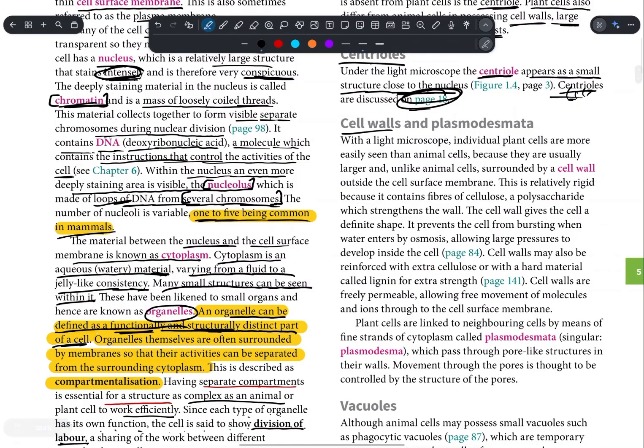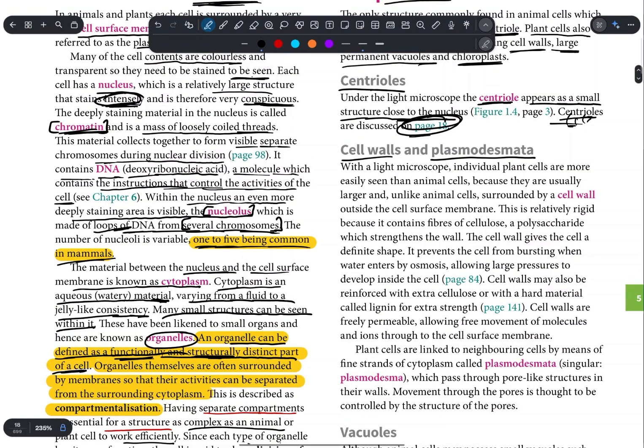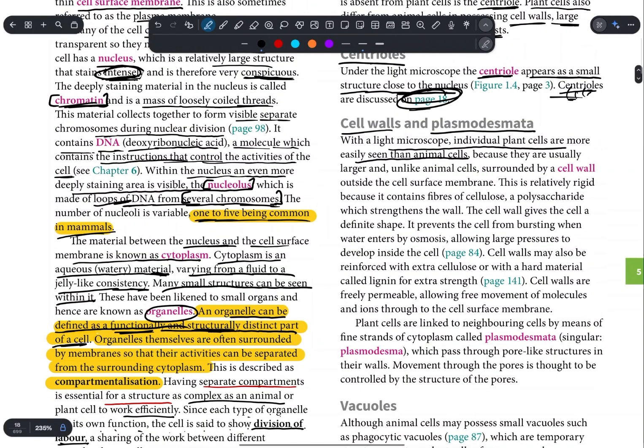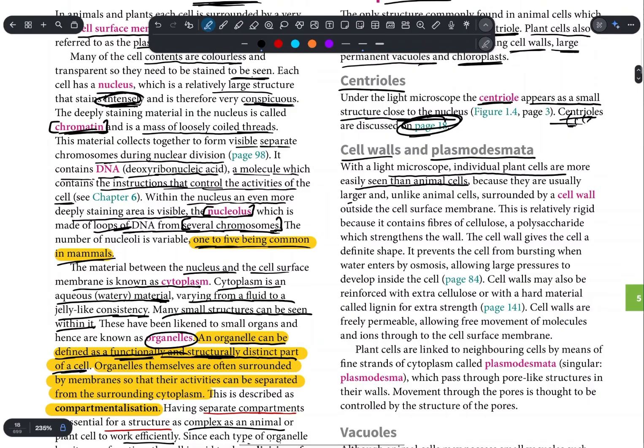Cell wall and plasmodesmata. Now it is going to be very interesting. With a light microscope, individual plant cells are more easily seen than animal cells. Why? Because plant cells are generally larger than animal cells, right? They are surrounded by a cell wall outside the cell surface membrane. The cell wall is present outside the cell surface. Okay? This is rigid.